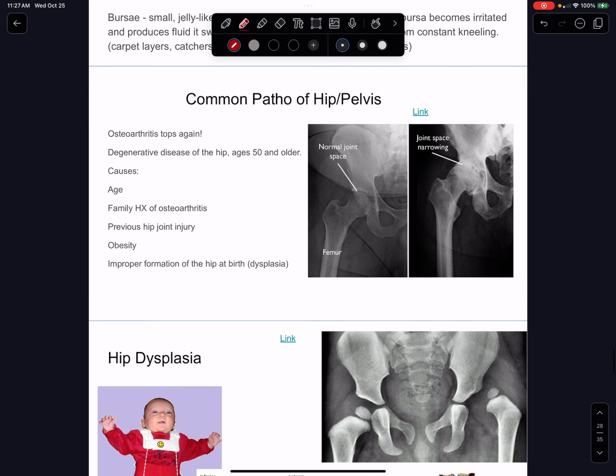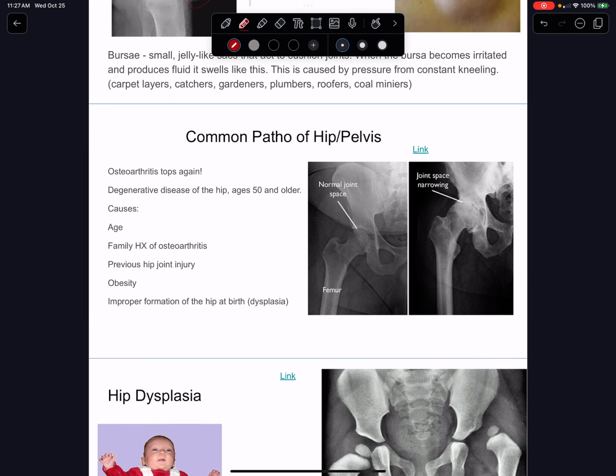Common pathology of the hip and pelvis. Osteoarthritis is always the top cause. And so here we have osteoarthritis that's caused the degenerative joint space there of the head of the femur and the pelvis at our acetabulum. Here's what it looks like when it's normal, and you can see the difference with osteoarthritis.